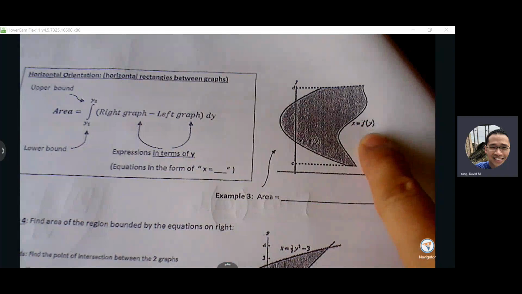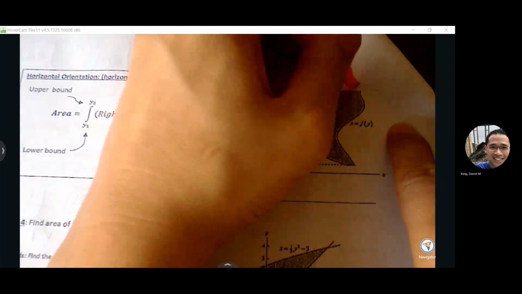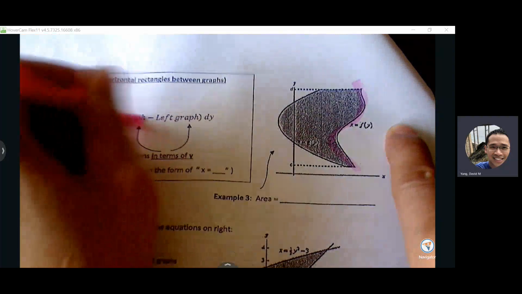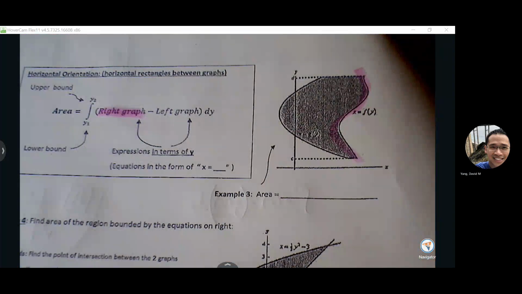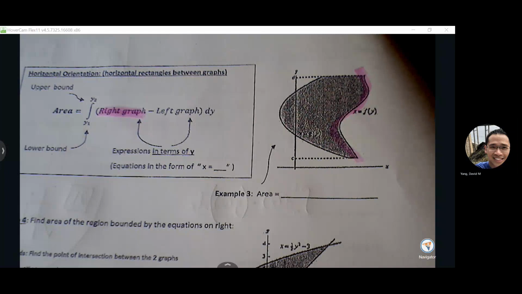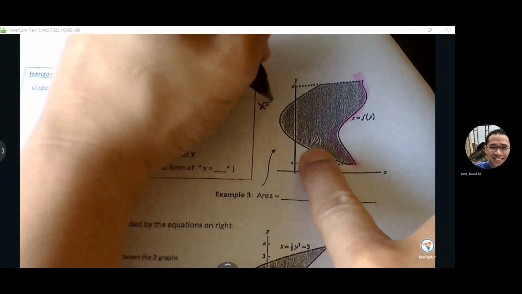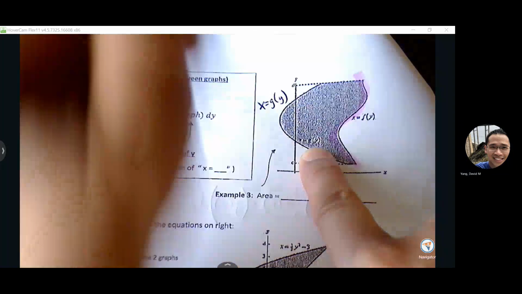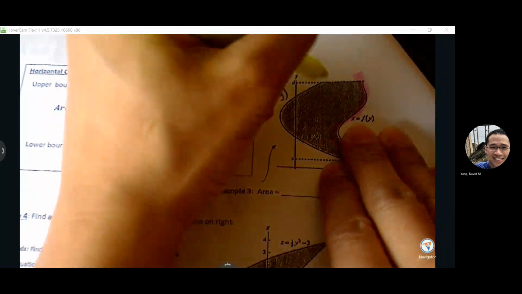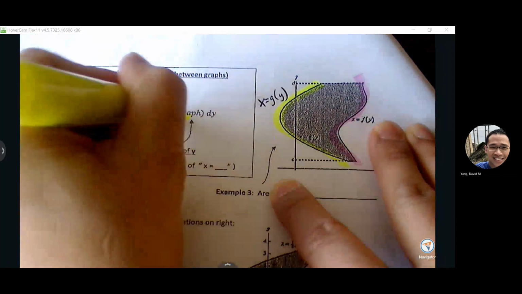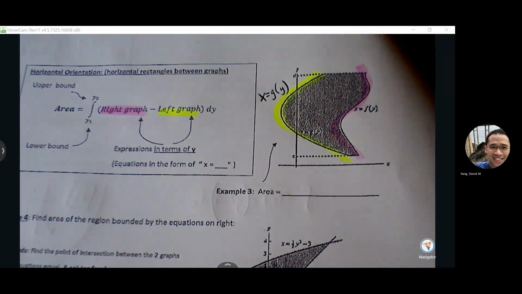So the graph to the right here, we see x equals f of y. That's the graph on the right. And then we also see x equals g of y. It's kind of hidden here. That's the graph on the left.